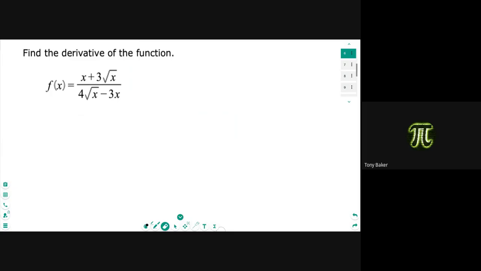All right, what should we do with this one? Yeah, this one is going to be the quotient rule. There's no other way around this one. So remember your quotient rule: f prime g minus f g prime over g squared. So same thing we did with the product rule.